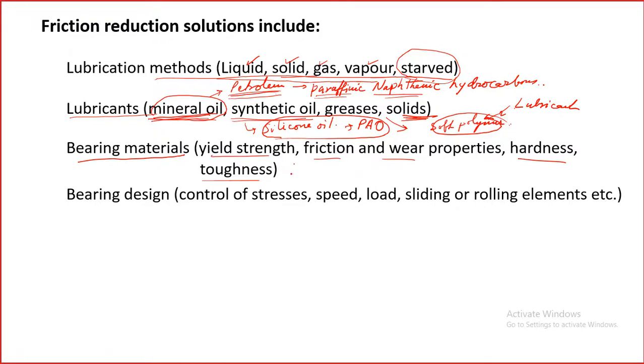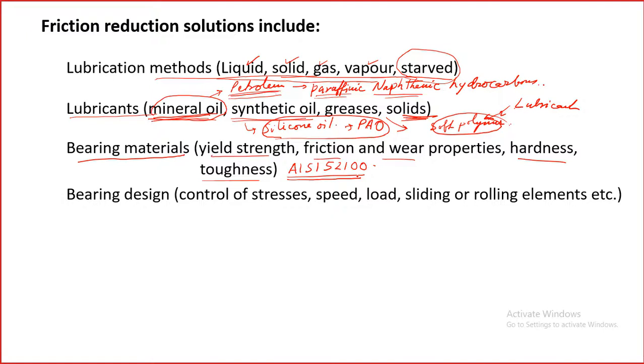In steel, which steel is used as a bearing material? A stainless steel. Stainless steel is not used. It can be used, but the bearing material which is used is AISI 52100. This is the bearing steel. So this is the grade of the bearing steel. Basically, this is a high carbon steel.